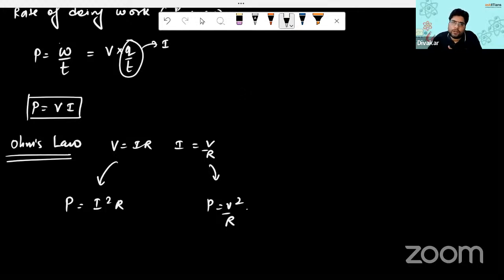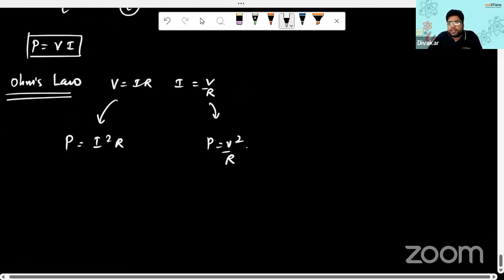Generally, in series combination, you will be able to calculate voltage and currents easily. In parallel combination, you will be able to calculate voltages easily. So depending on what you know, you can find out power using I square R or V square by R. All the formulas can be applied in any given situation.